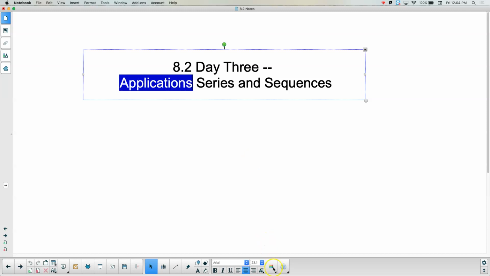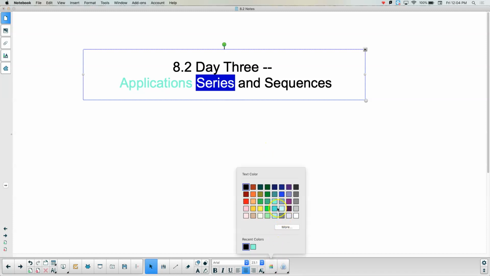Color. Green? Dark or light? Teal. Isn't cyan like a red? No, cyan's blue. Yeah. Turquoise. That one? Yeah.